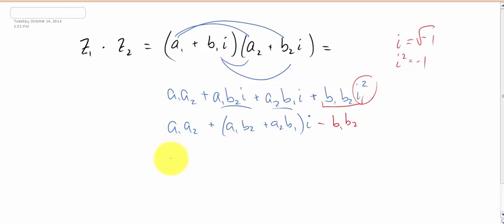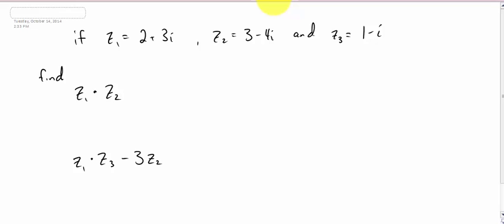So the real part of this is a1 a2 minus b1 b2, plus the imaginary part would be a1 b2 plus a2 b1 times i. And this is a lot easier in practice if you actually just multiply the two complex numbers the way I did with these letters here when you come to an actual problem, like we're going to do right now.